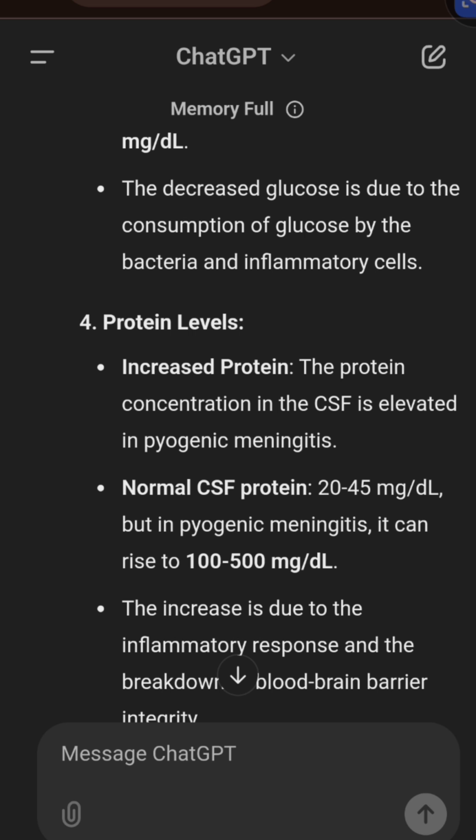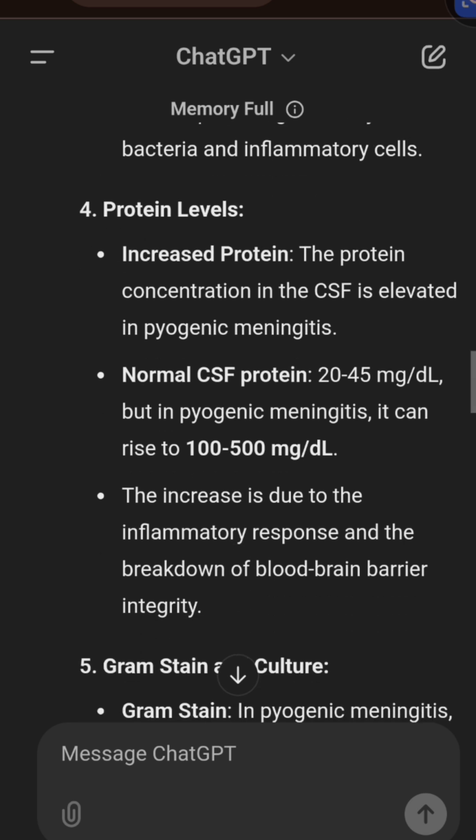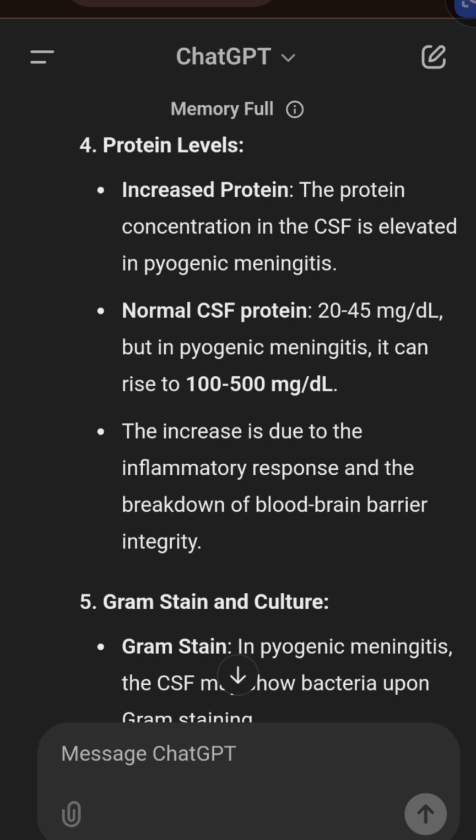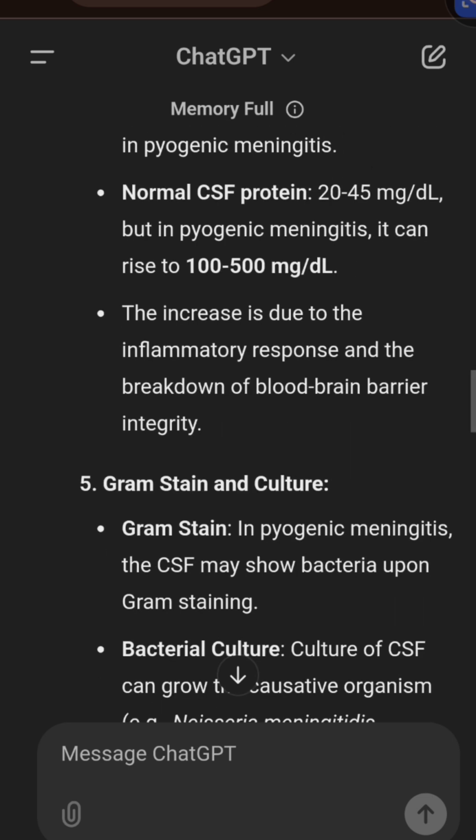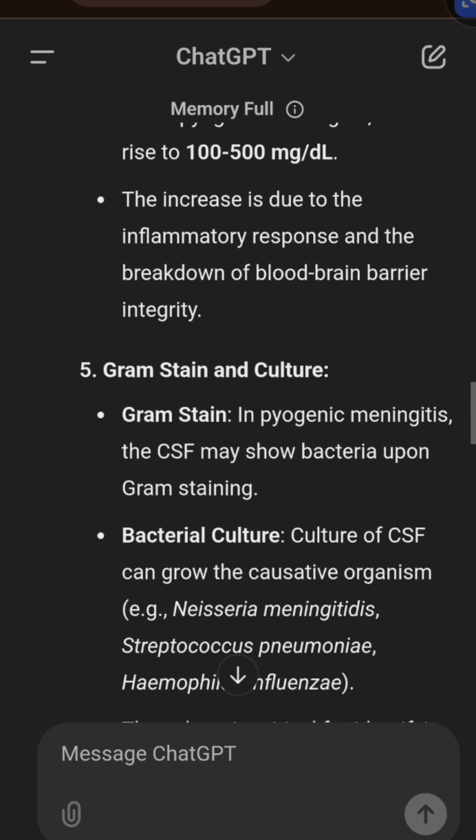Protein level: increased. The protein concentration in CSF is elevated in pyogenic meningitis. Normal CSF protein is 20 to 45 mg per dL, but in pyogenic meningitis it can rise to 100 to 500 mg per dL. The increase is due to the inflammatory response and the breakdown of blood-brain barrier integrity.